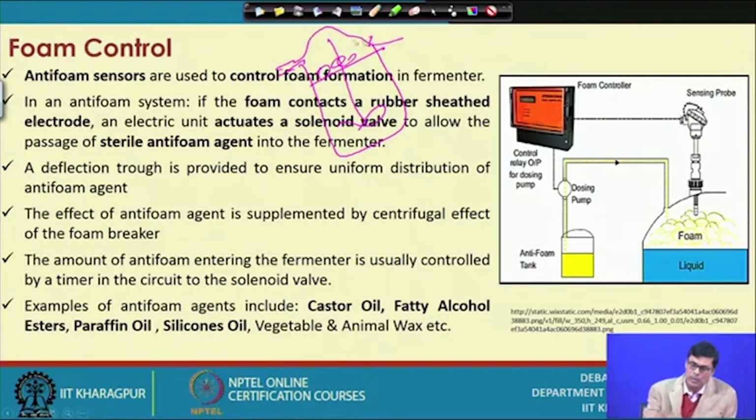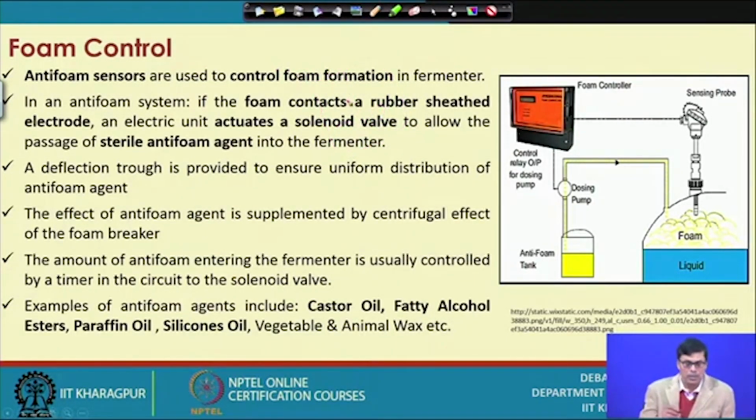told you that here you have a mechanical seal. Now if you allow the foam to build up, it will enter the mechanical seal and rupture the mechanical seal. And if you rupture the mechanical seal, then all air will enter into the system and spoil the system. So foam control, the anti-foam sensor, is used to control the foam in the fermenter.